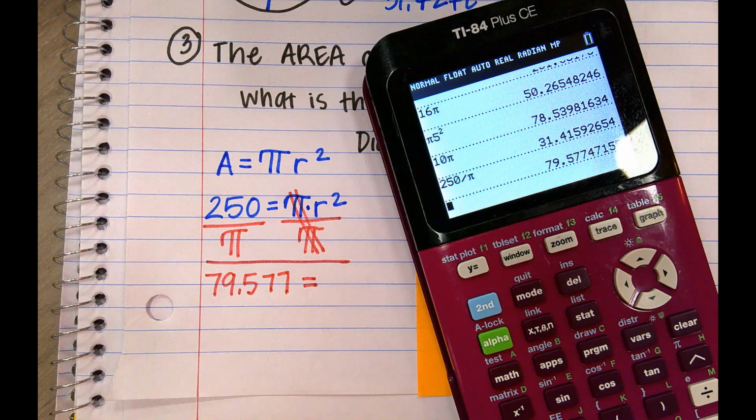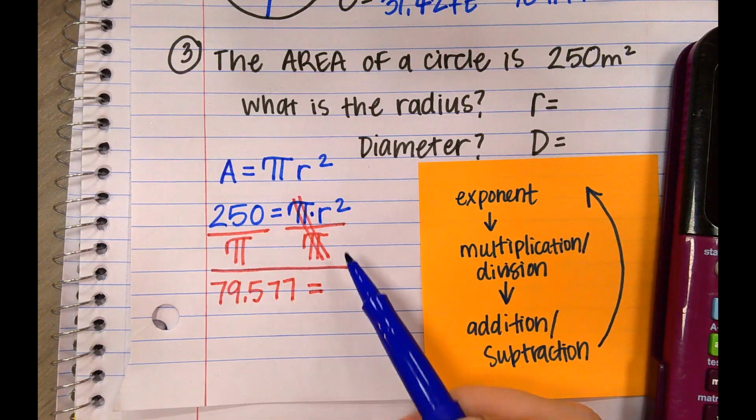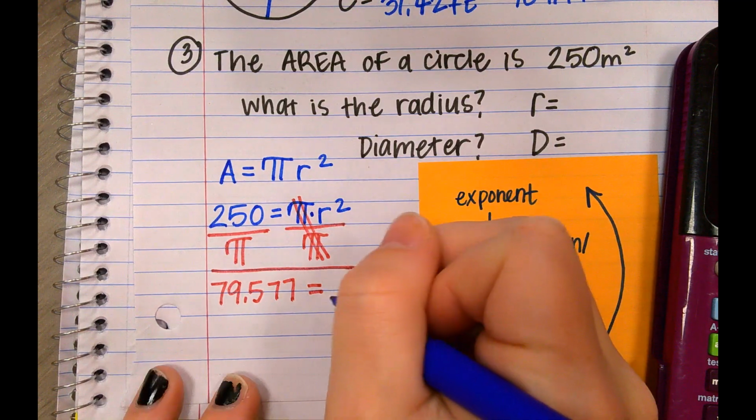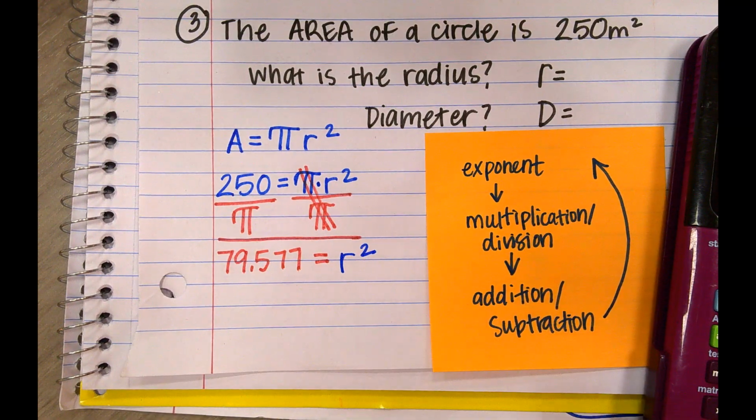Equals what comes down on the right side. R squared. Yes, radius squared. So now I have 79.577 is equal to the radius squared, but that's not what I need. I just need radius by itself. So how do I do that? Square root it.